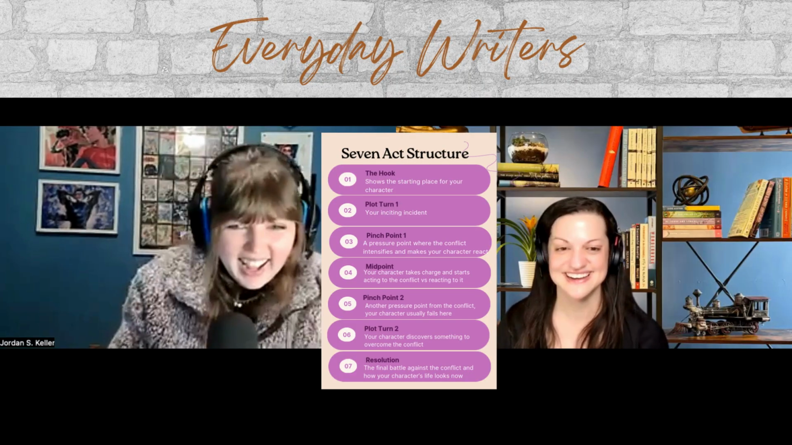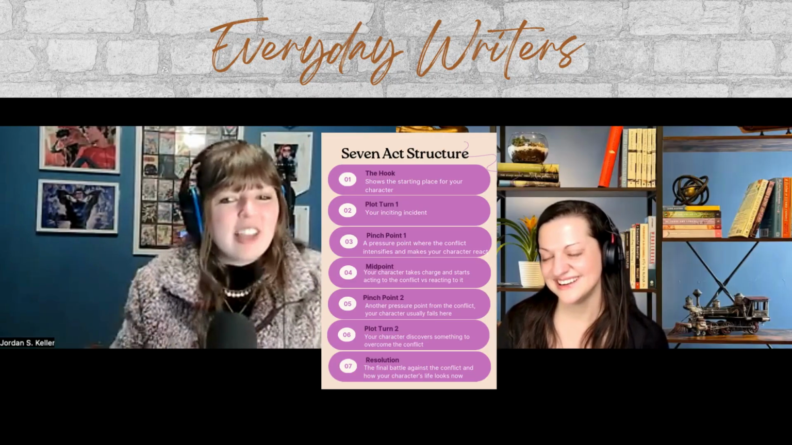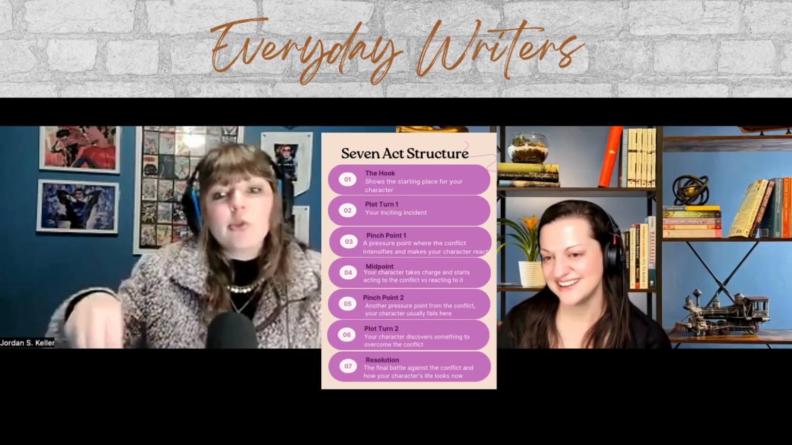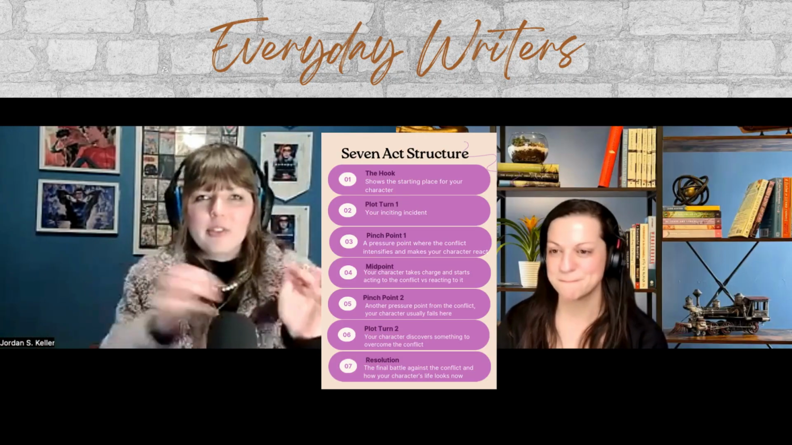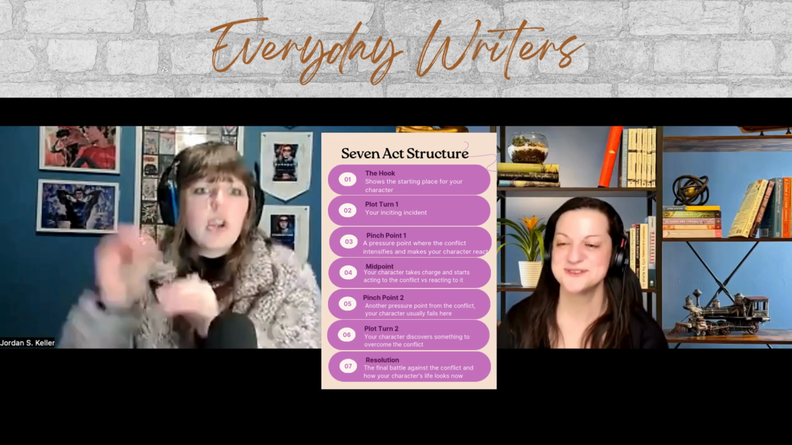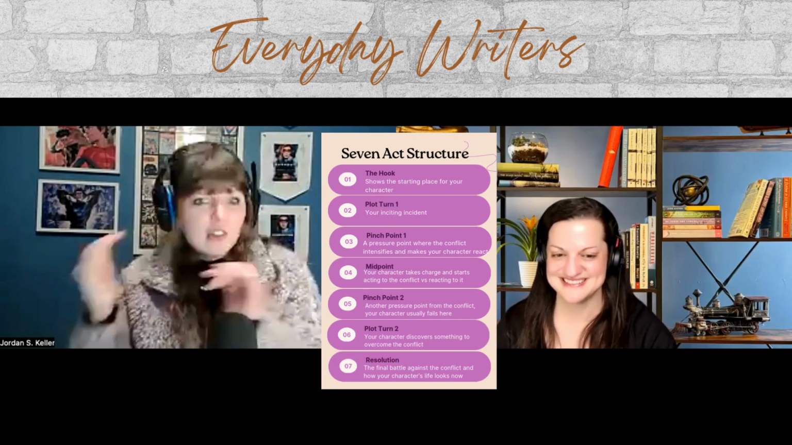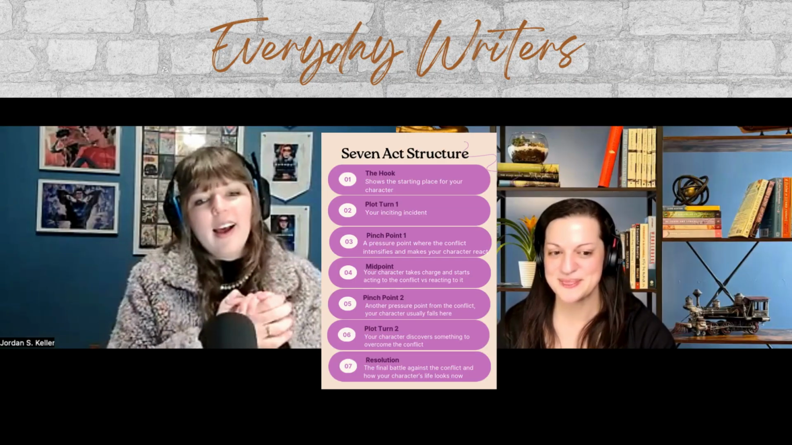Perfect. Act 4, which is your midpoint. This is the moment where your character takes charge and starts acting on the conflict versus reacting to it. So this is like when Katniss is getting smart and she's using the tracker jacker venom, and using all the things she knows to her advantage. I think this is when she gets that bow and everything.